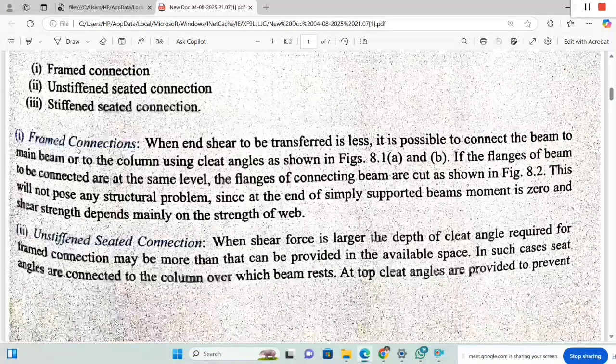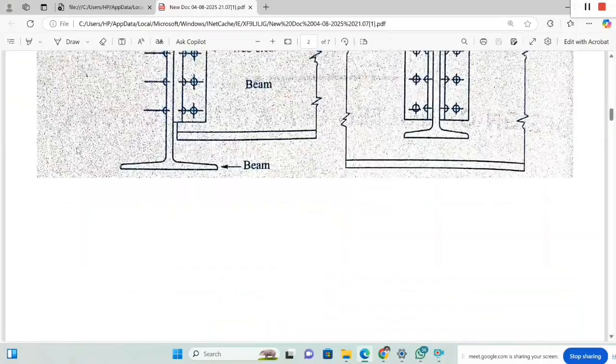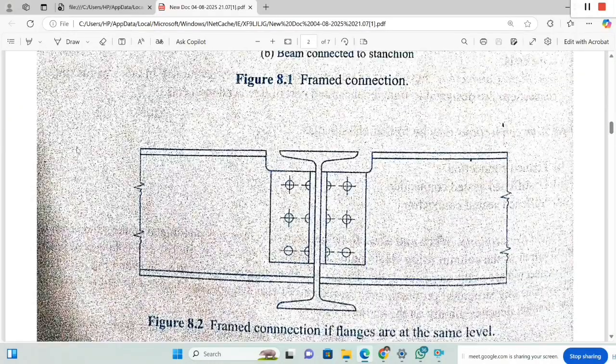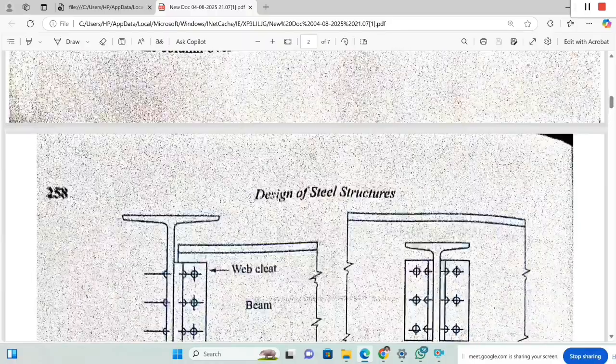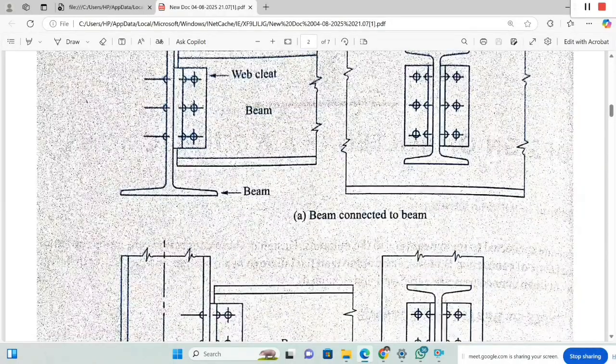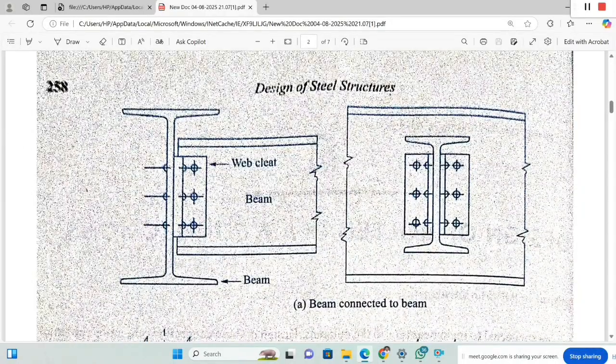Framed connection, if you observe here, the diagrams we will consider one by one. This is the main beam and this one is the secondary beam. The load from the secondary beam to the main beam will be transferred through this bolted connection. This is the side elevation of the secondary beam and this is the section of the secondary beam. This one is the primary beam. So load from the secondary beam will be transferred to the primary beam.